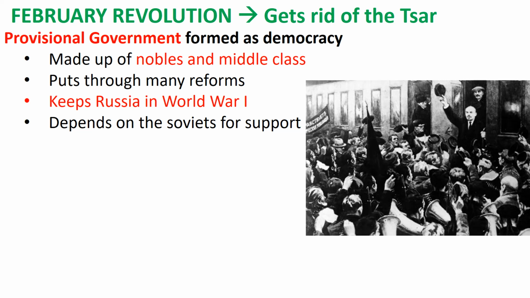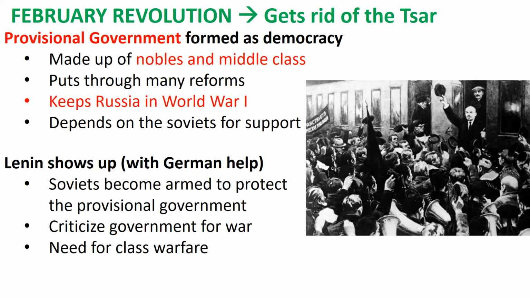When he gets to Russia, he gets off the train and is met by the people who are overjoyed to see this guy who had fought for them in the past back. And Lenin shows up with that German help, and he starts to make some kind of scary changes. He insists that the Soviets are the ones who get armed to keep the peace. He tells the provisional government, we need to protect you, and the workers are the people who can protect you. And the provisional government is so weak, and they depend on the Soviets, that they have to go along with it. After a little bit of this, he starts to criticize the government for the war, saying they're the ones who are losing this. They're doing the same thing as the Tsar.